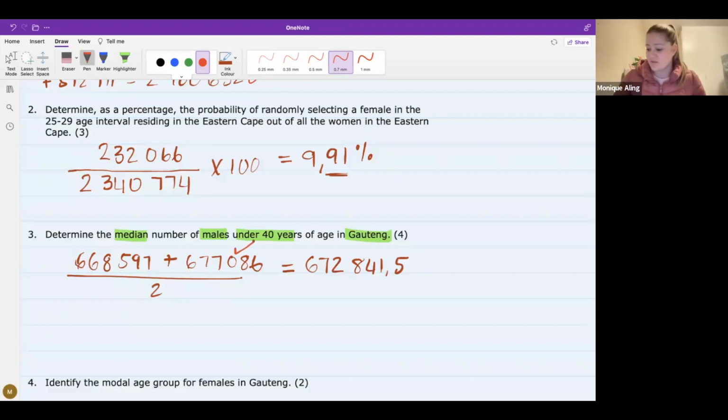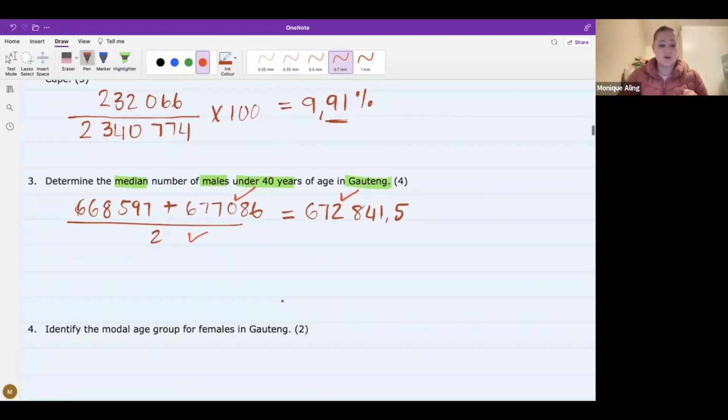Second mark was for adding the 2 at the top. Third mark, dividing, and your 4th mark would be for the answer. So that's how they would mark a question like that for 4 marks. Okay, and then apologies, there is actually one more question.